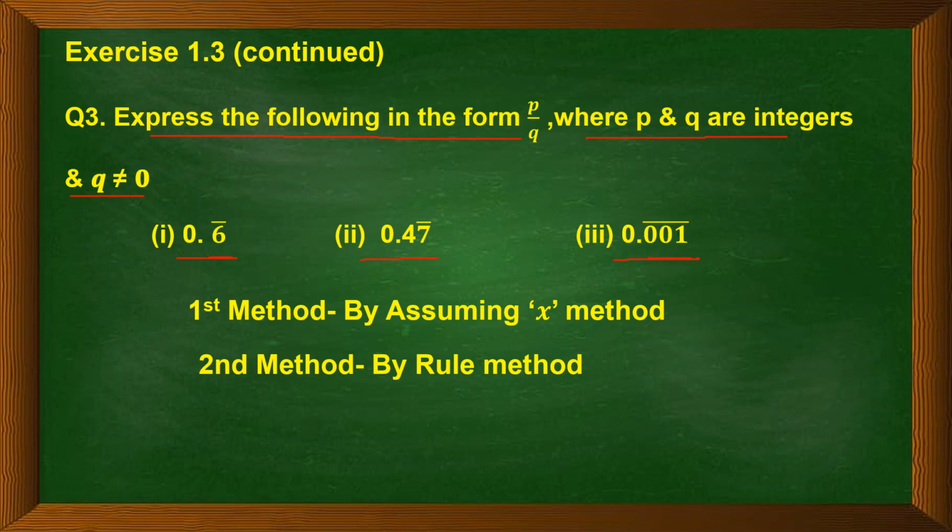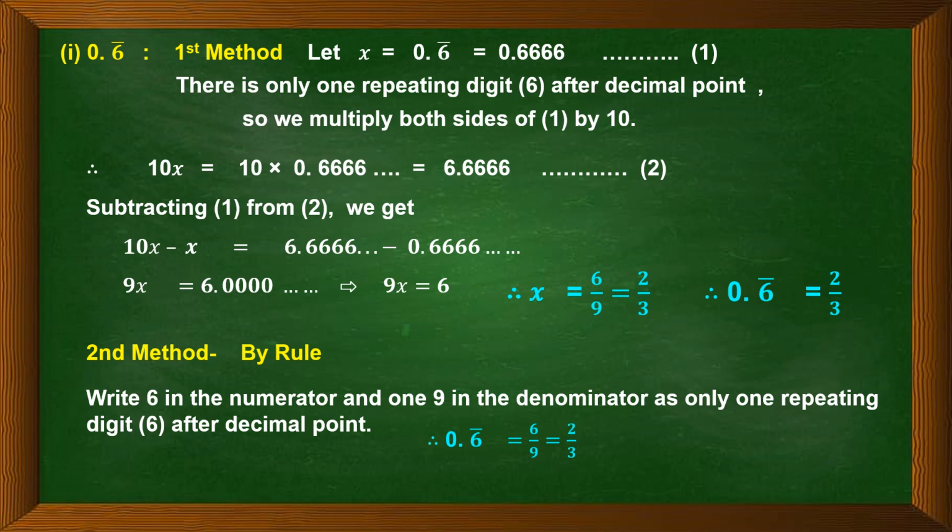Now there are two methods of converting them into P by Q form. First method is X method and the second method is rule method. Now let us take up the first part. The first part is 0.6 bar. Now this is a pure recurring decimal number in which every digit after the decimal point is repeating. Over here 6 is repeating, so 6 is under the bar. Let us start with the first method, that is the X method.